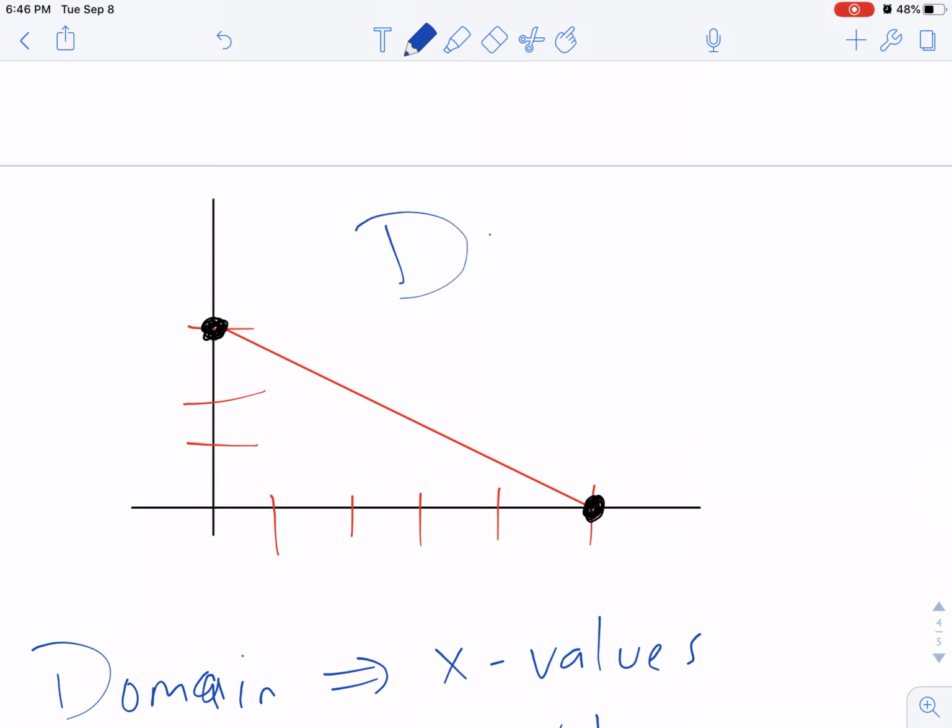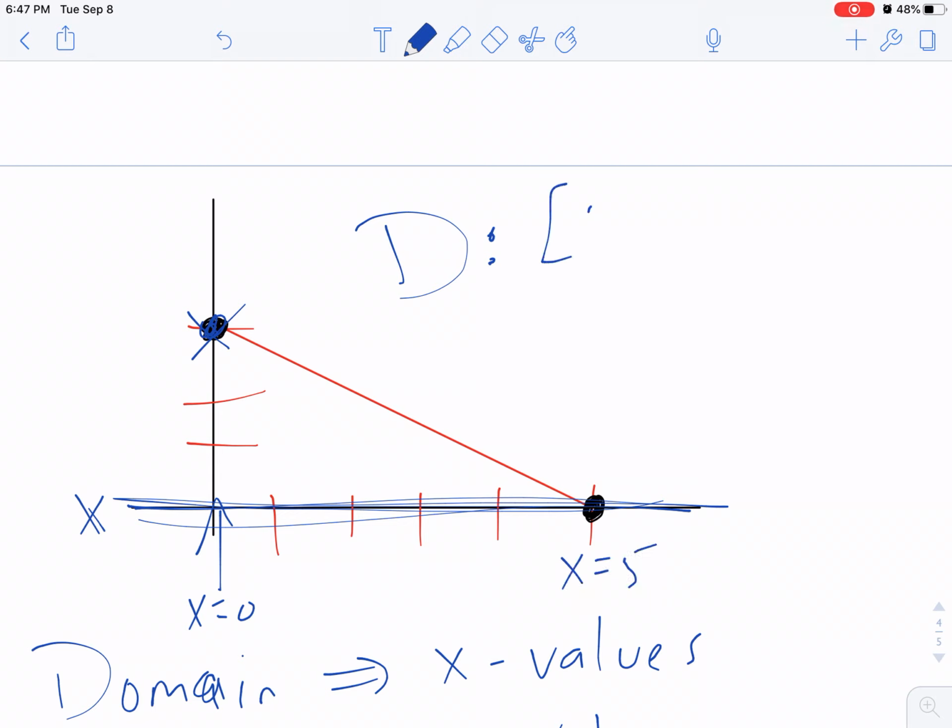So our domain is looking at the x-axis. So looking at the x-axis here, the lowest x value graphed is right here, is 0. The highest x value graphed is 5. So our domain goes from 0 to 5.